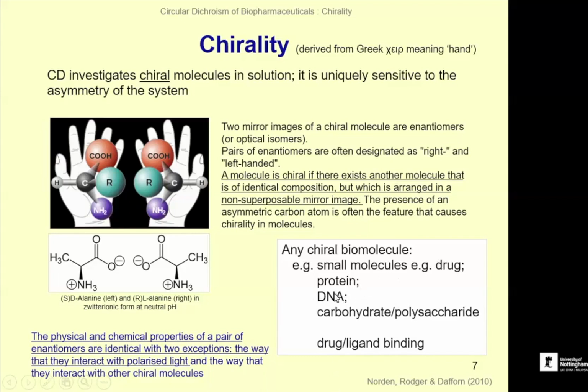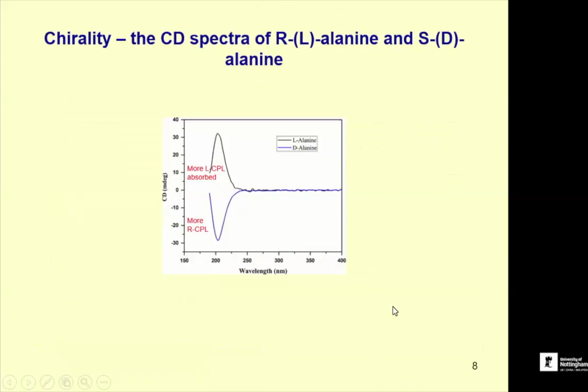So it's used for protein, DNA, carbohydrate, which I'm now going to relate the specifics of, and as I've alluded to, drug-ligand binding interactions. CD is a very quick, rapid method as long as you have a chiral element to it.